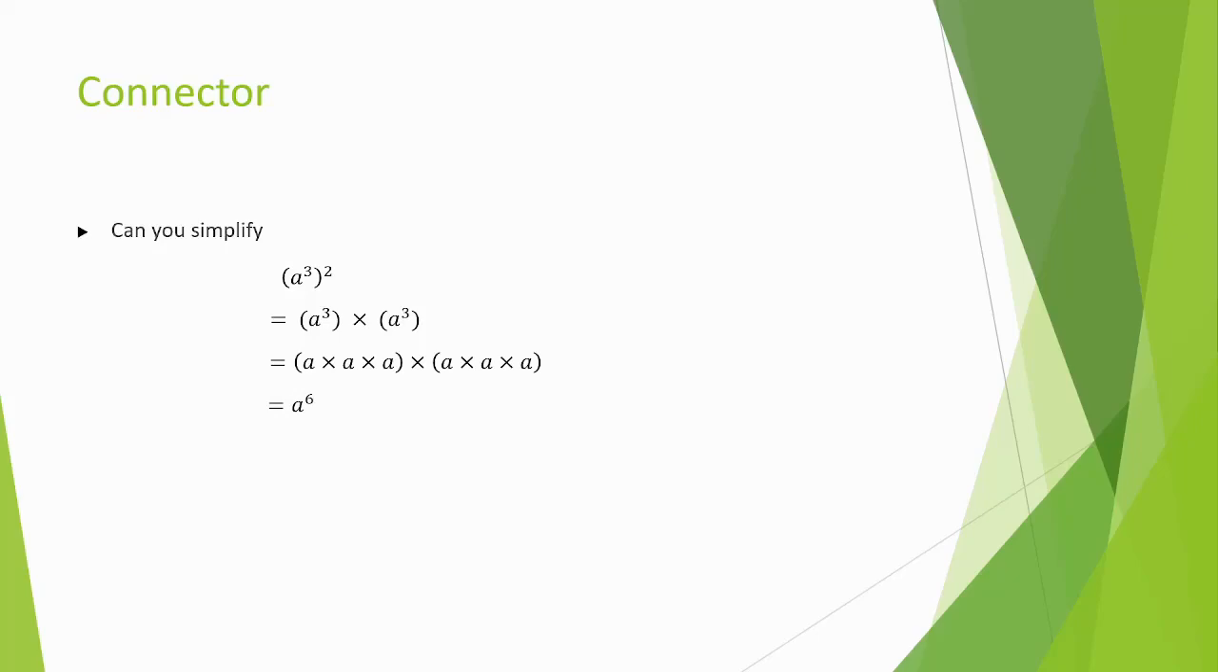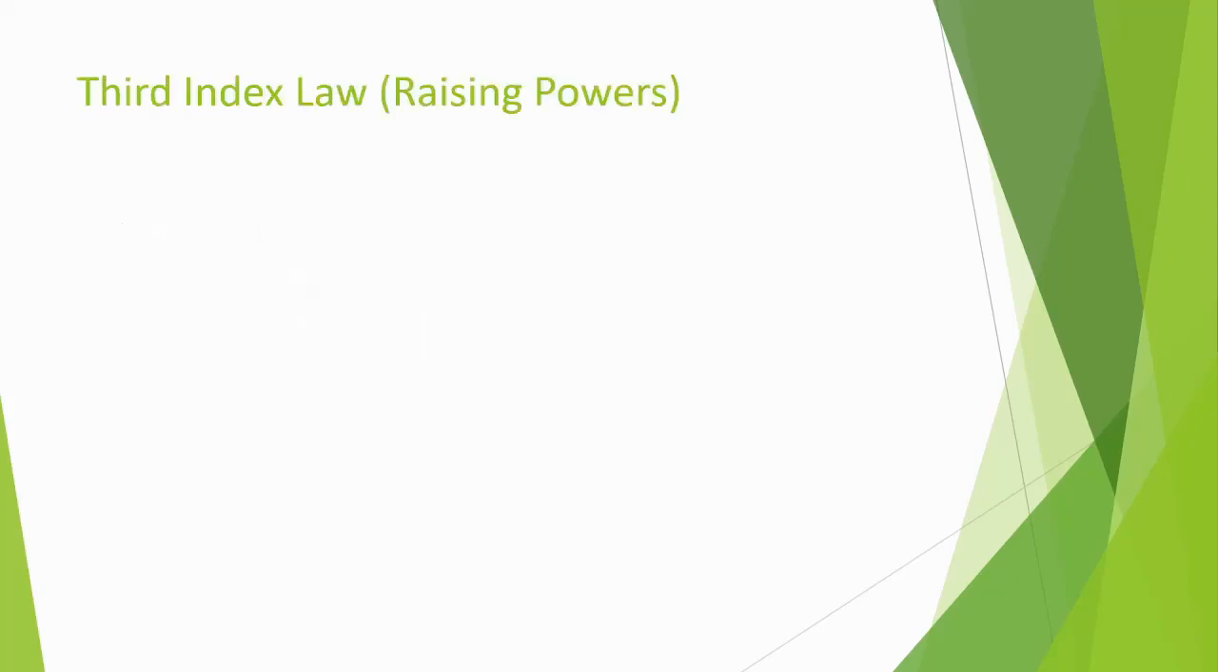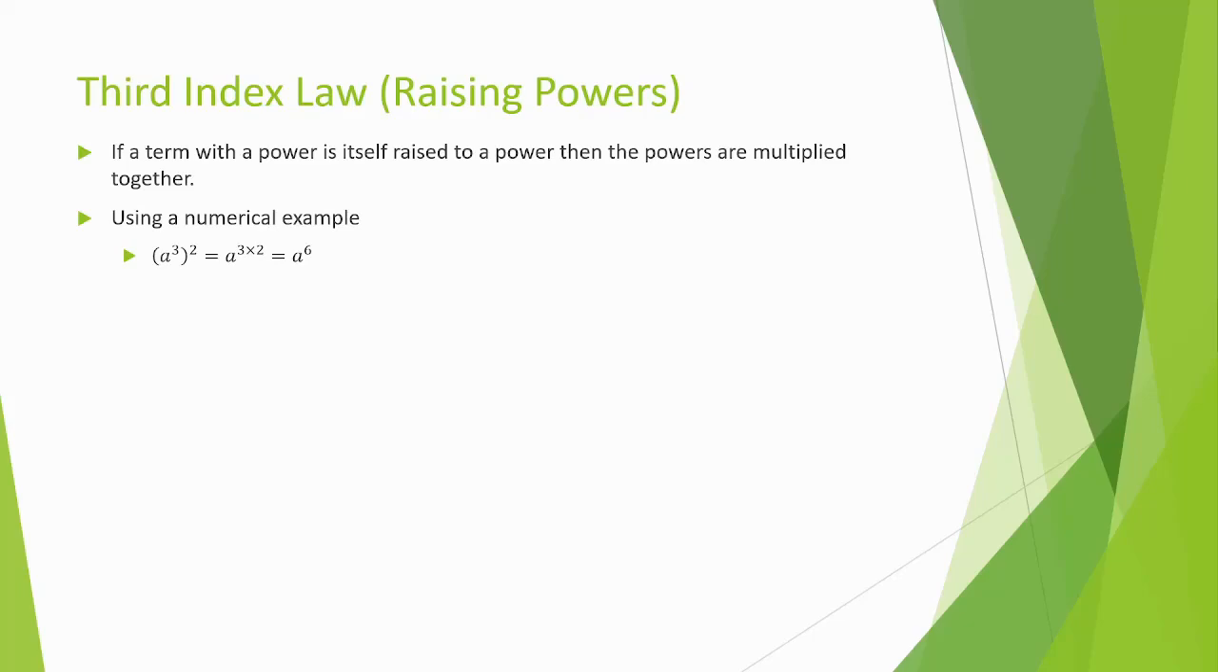Now this leads us straight into the third index law, which is called the raising powers index law. So if a term with a power itself is raised to another power, then the powers are multiplied together. So using that example before, I've got a to the power of 3 all to the power of 2. And we can say that that's a to the power of 3 times 2, which is a to the power of 6. So how does this work?